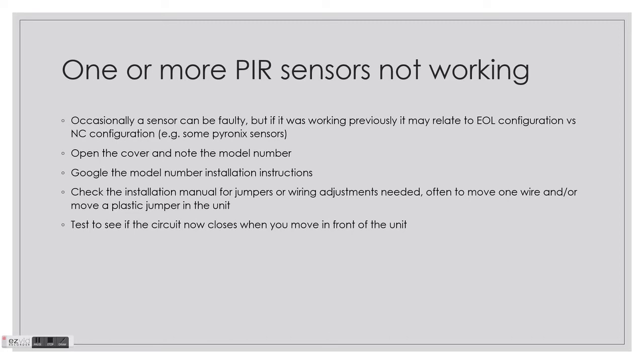So if your sensor is not working, please unscrew and remove the cover and make a note, using your phone, of the wiring and the model number. Go to Google, enter the model number and try to find the installation instructions, and have a good look at those for some minor adjustments that will be required. Normally one wire would need to be moved and potentially a plastic jumper within there would need to be reset from one configuration to another. This is a fairly simple adjustment to move your sensor from end of line configuration to normally closed.